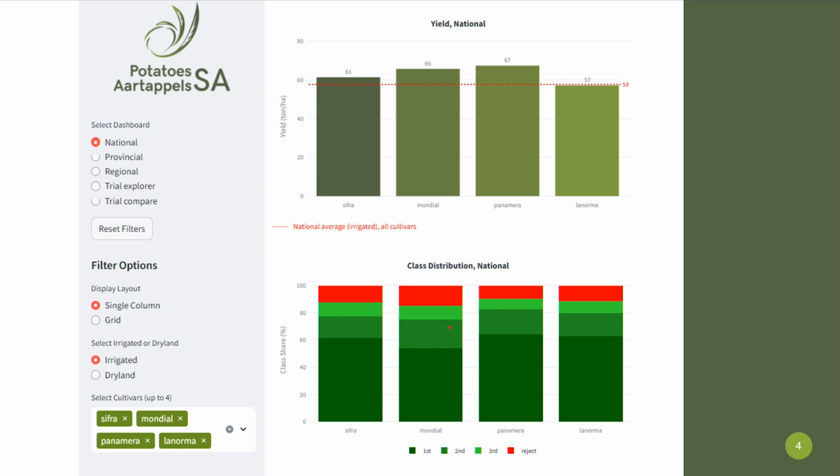So if I choose the national button and I choose 4 cultivars, choose dryland or irrigated, it gives us a few graphs to visually look at this data. So you will see on your screen a graph illustrating the national yield of these 4 cultivars, and behind that is the class distribution graph illustrating first, second and third as well as reject class distribution of these cultivars selected.